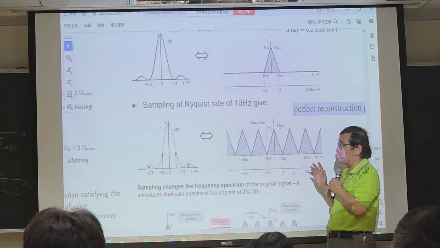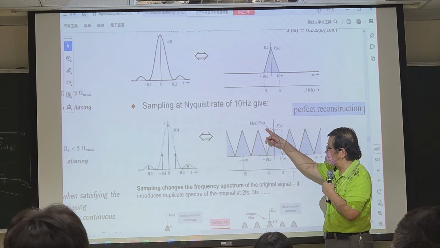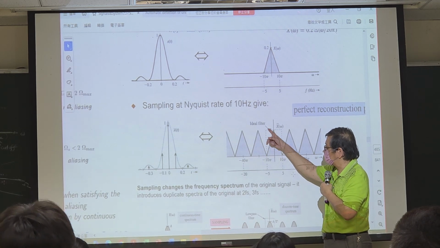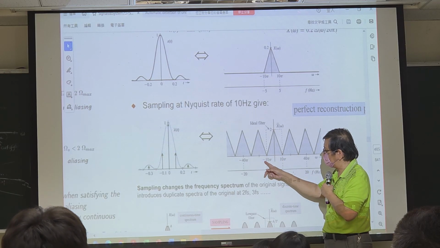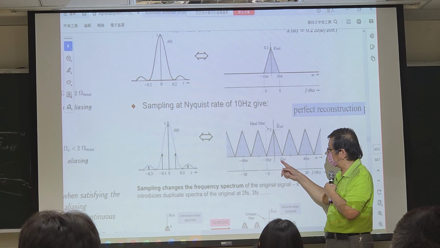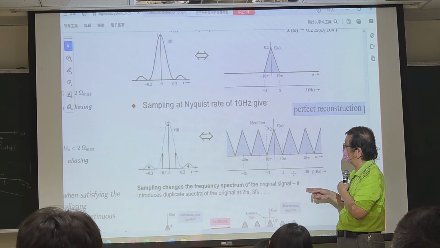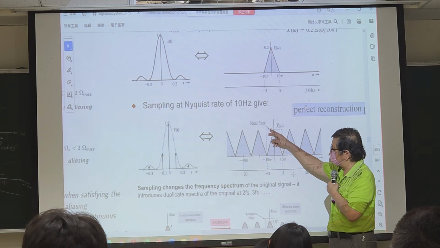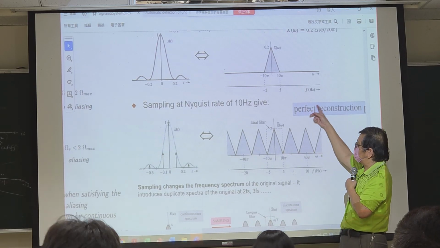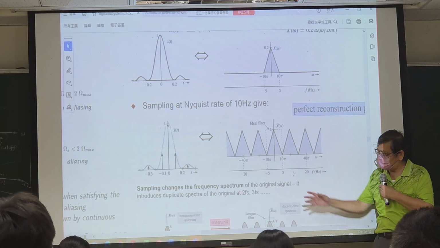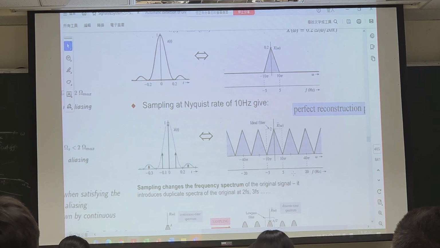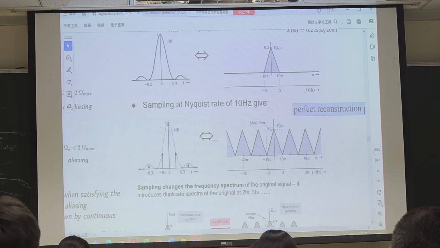This means we are able to use an ideal filter to filter out this component, okay, from negative 10 pi to positive 10 pi radian per second. And then we are able to use this signal to reconstruct the original signal. Okay, something else we are going to consider now.